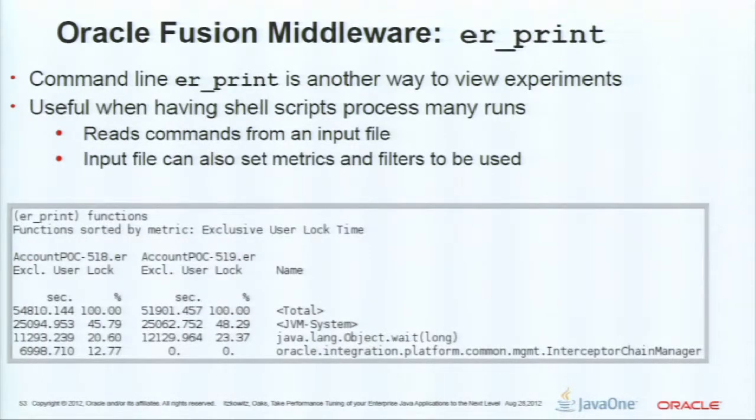So this print command line gives you the same data that you get out of the profiler, but it gets it all textual based. So here we've done the same thing. We've used print and we've loaded the two experiments and we've dumped out the data and we can do the comparison and we can sort it visually here.